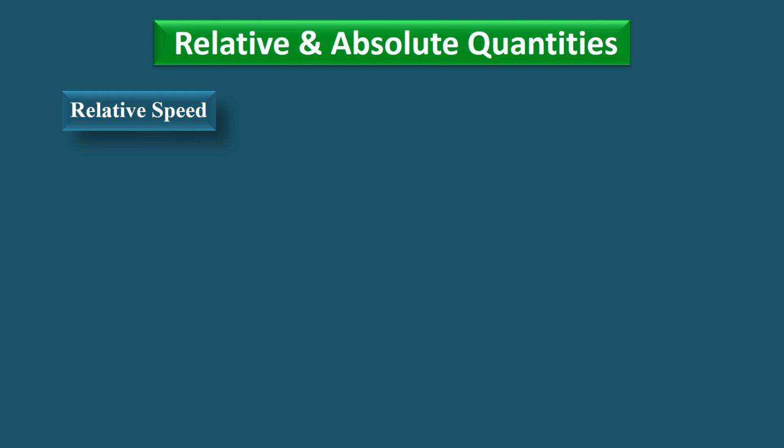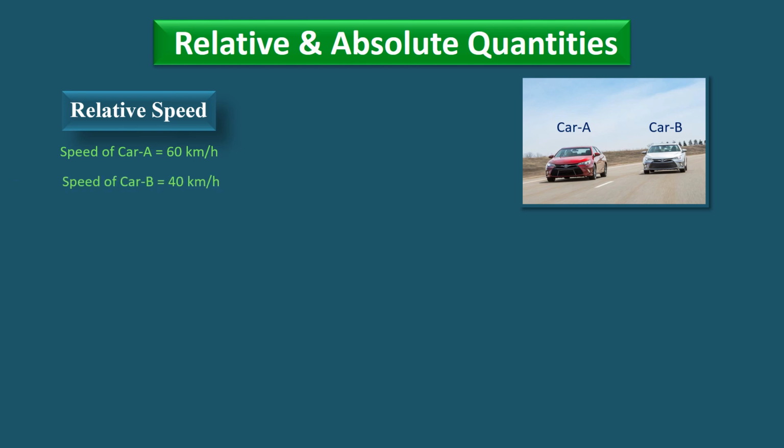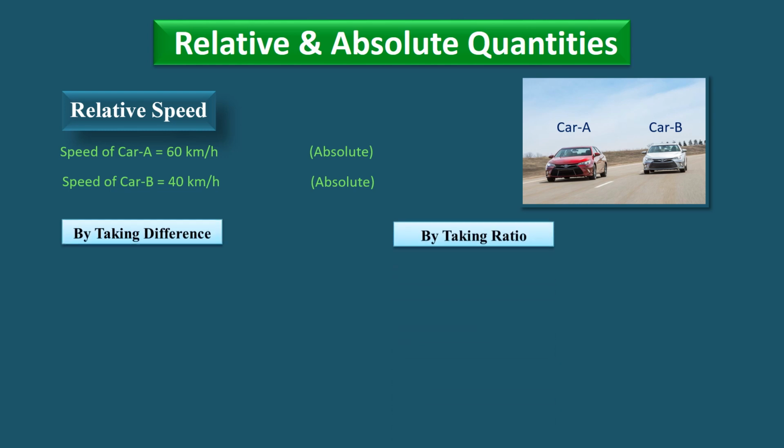So the first example is relative speed. Let there are two cars A and B moving in the same direction with different speeds. Suppose the speed of car A is 60 km per hour and that of car B is 40 km per hour as shown by their speedometers. So these are their individual speeds. That's why called absolute speeds. But if we compare their speeds with respect to each other, we get their relative speeds. The comparison is made either by taking difference or by taking ratio with the standard.